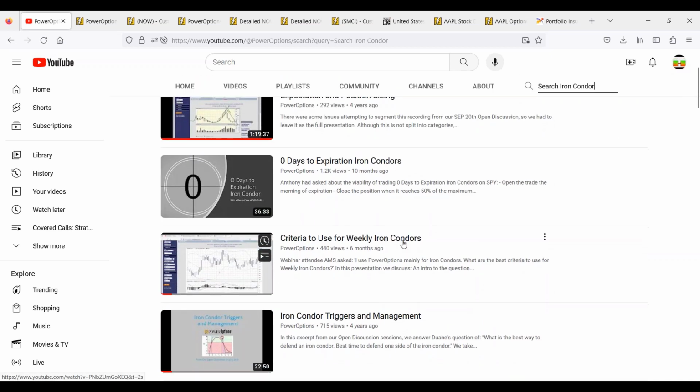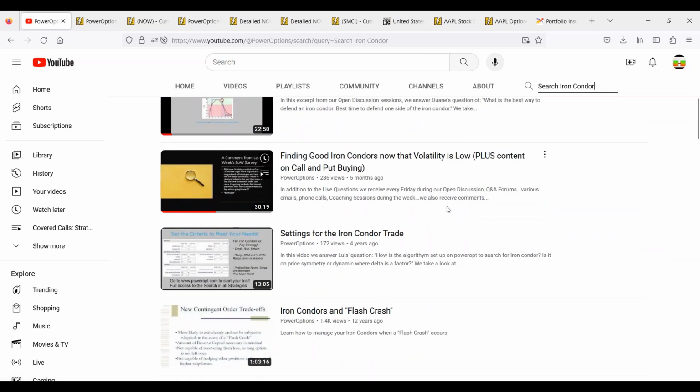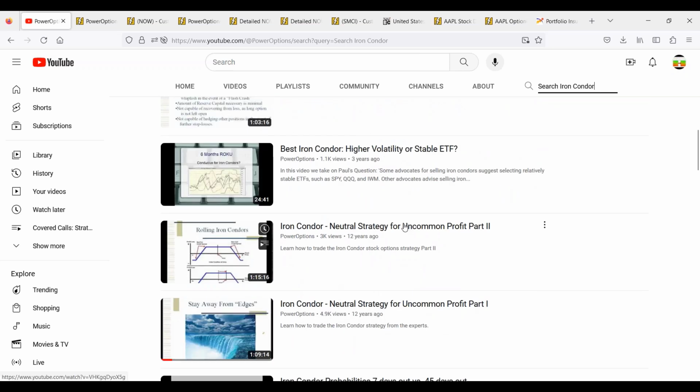Criteria to use for weekly iron condors, that's from 6 months ago. Finding good iron condors now that volatility is low. Discussion on criteria, setting up the search, what to look for when the volatility was low, when the VIX was back down in that 12 to 13 range, settings for iron condors, and so forth.